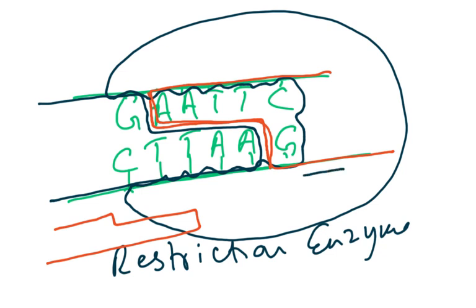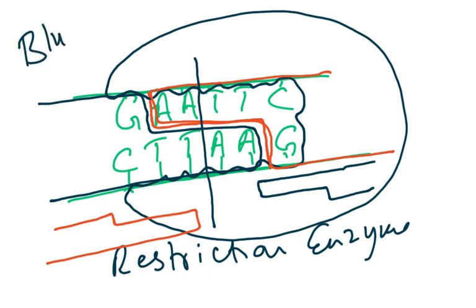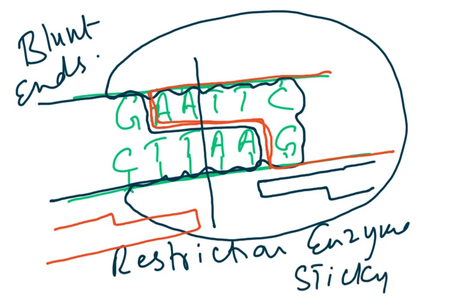And what do you get? You get sticky ends. Sometimes, of course, it cuts straight in the middle, so you get blunt ends. So, blunt ends and sticky ends. So, restriction enzymes are specific enzymes which are found inside bacteria and they recognize and cut alien DNA. But that is what we discovered.